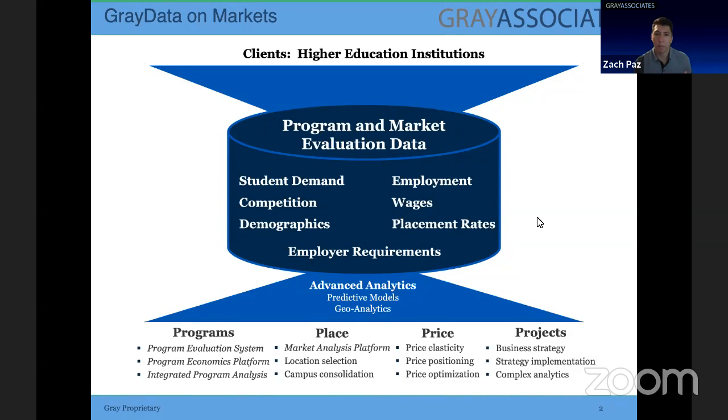And then finally, we help out with a number of consulting projects, all leveraging one of our main databases, which includes over a dozen different data sources, all the way down to geographic specific, and we'll be walking through some of that data today.